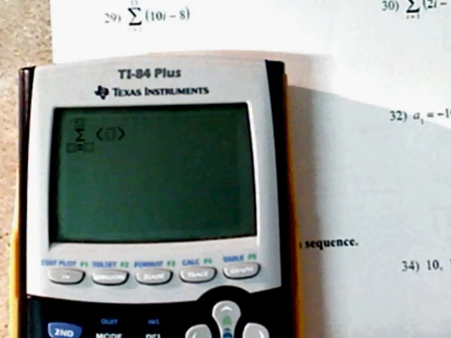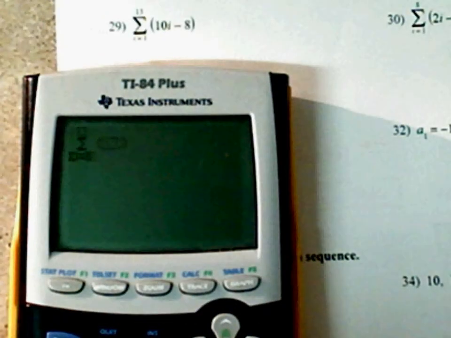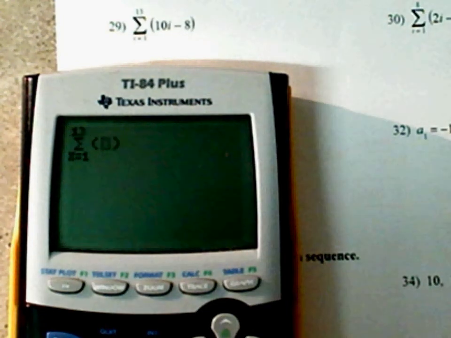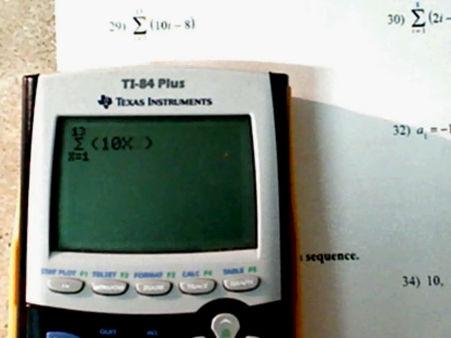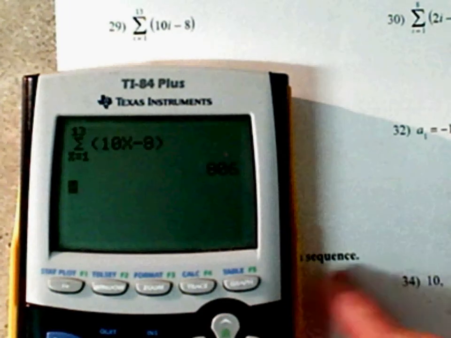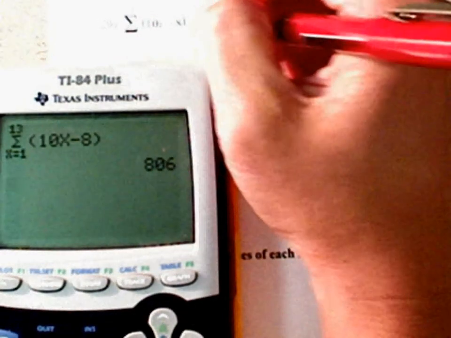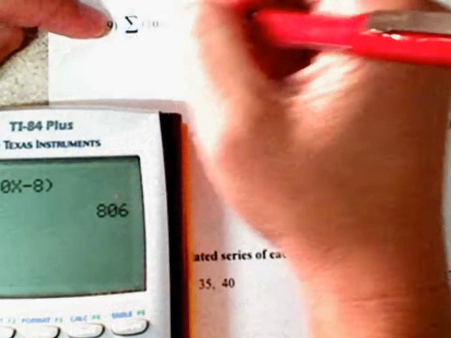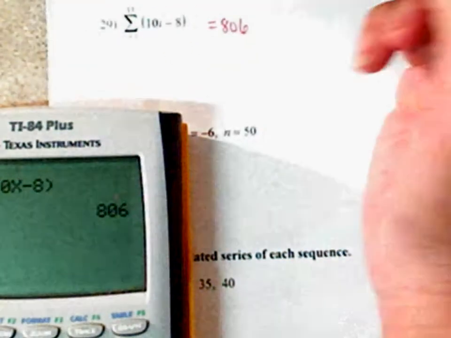So, I, X, it doesn't matter, so I'm going to type X, 1, right click, 13, right click. I'm going to type in 10X minus 8, right? So, from the 1st term to the 13th term, I'm going to have 806. Okay? Alrighty, now, from this information, you can find out a few things.